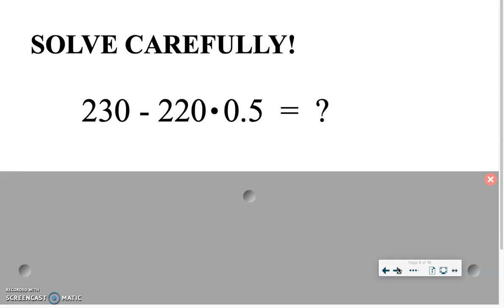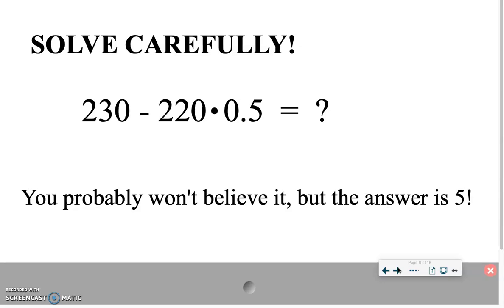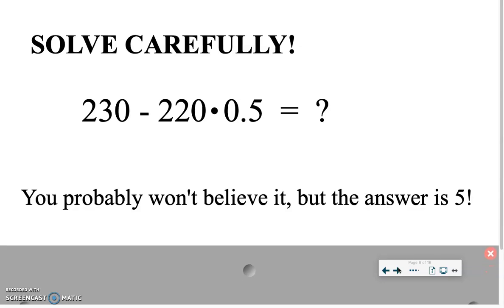All right, so we went through this in class. It's a bit of a math joke. Not everybody thinks they're funny, I understand that. But if we're looking at this, 230 minus 220 times 0.5 equals what? You probably won't believe it, but the answer is... so this is a play on the order of operations and mathematical symbols. Most people would do this and say, all right, 220 times 0.5, that's going to be 110. 230 minus 110, and we're obtaining 120. And then a lot of people read this as, but the answer is 5.